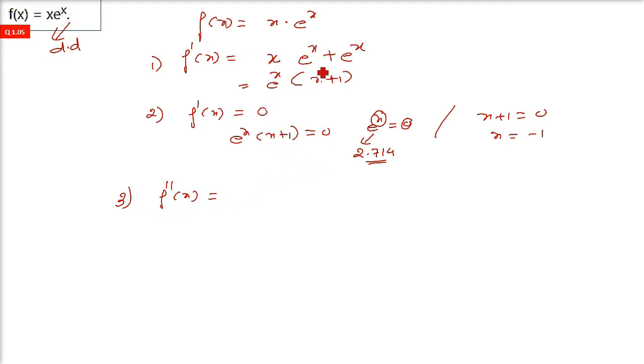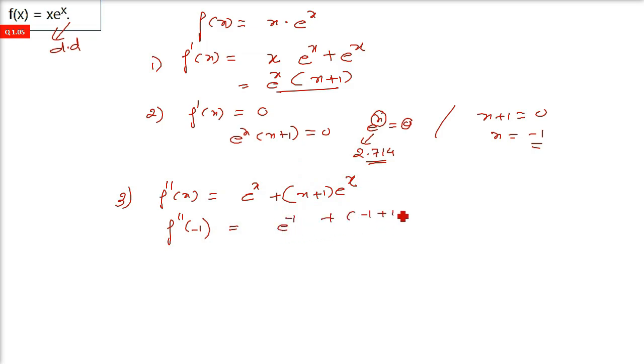So what do we get? e raised x times (x plus 1) was the first derivative. We are going to get the second derivative. Again, this derivative is quite clear to you. Just use the product rule to get f double dash x. This x is to be replaced by -1. We are going to check the sign of the double derivative at the critical point, which is -1.